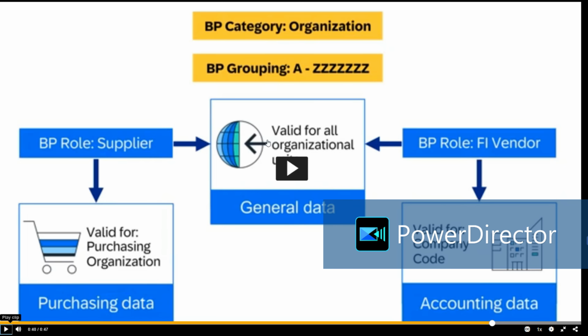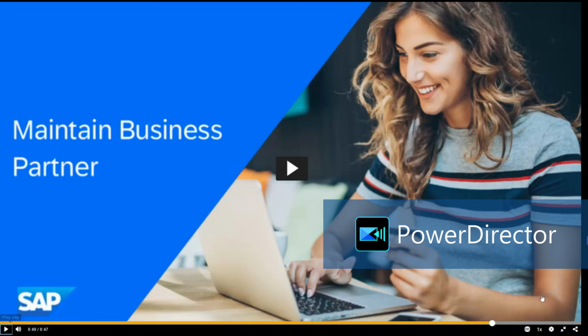General data, which is valid for all org levels, means it is client data, available as general data. This is specific to BP as a vendor. BP as a customer has different SD-specific roles, like customer and FI customer. That is not relevant for us.